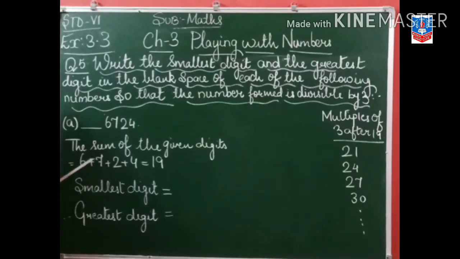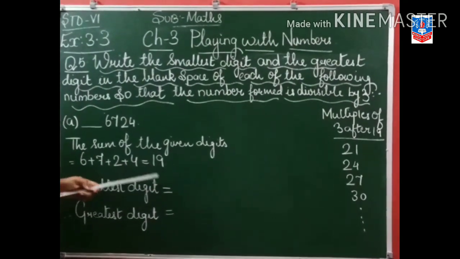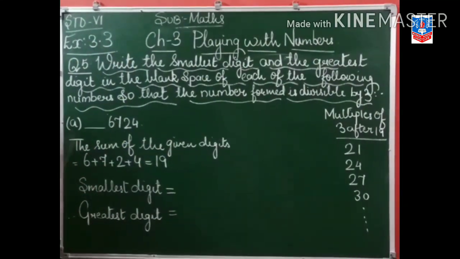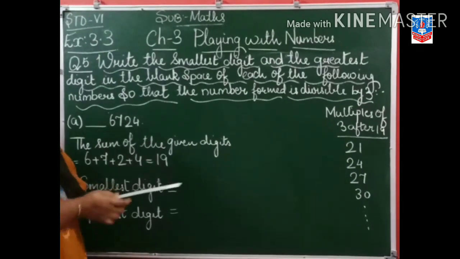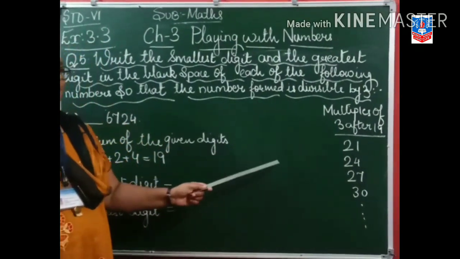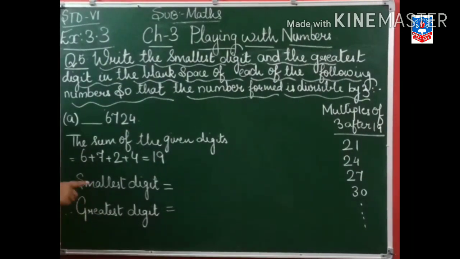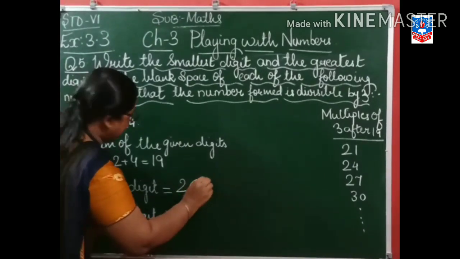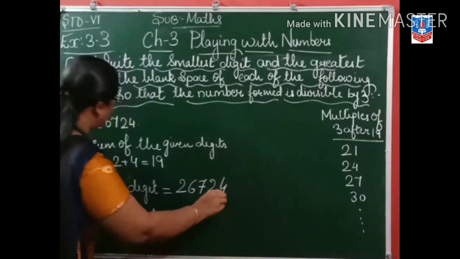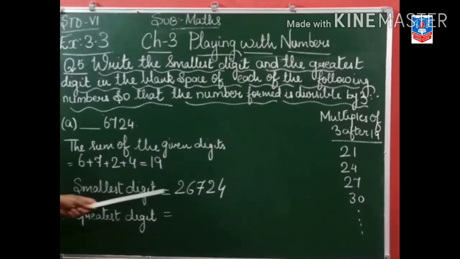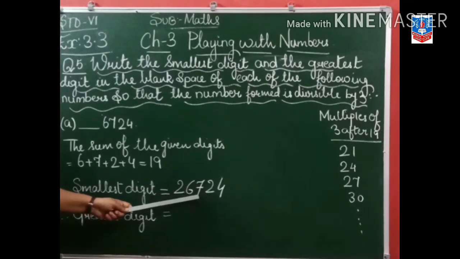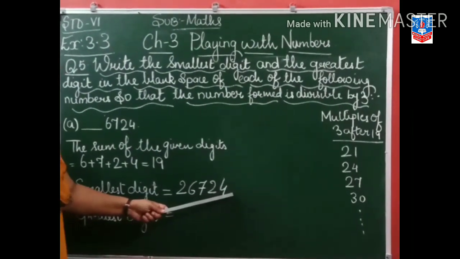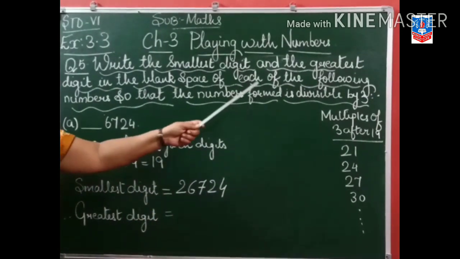Now, the multiples of 3 after 19 are 21, 24, 27, 30 and so on. Now, what must we add to 19 to get 21? That means 21 minus 19 is 2. So, the smallest digit we write will be 2: 2, 6, 7, 2, 4. Now, let us check. 2 plus 6, 8. 8 plus 7, 15. 15 plus 2, 17. 17 plus 4, 21. And 21 is divisible by 3.